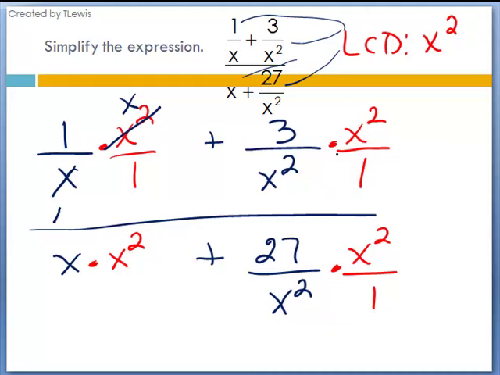3 over x squared times x squared over 1. Well, the x squareds divide out, and we will be left with 3. In the denominator, we don't have anything to divide out here, but we have x times x squared. We multiply those together and we would have x cubed, plus 27 over x squared times x squared over 1. Well, the x squareds divide out, and we'll be left with 27.